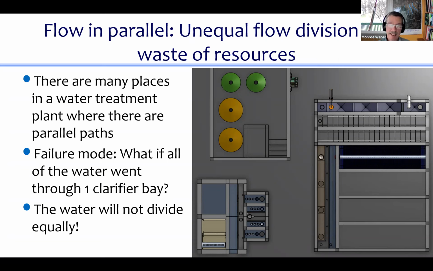And the insight is, the water will not divide equally. There will always be something that makes it not be perfect. And so we're going to be trying to figure out, how do we minimize those imperfections?